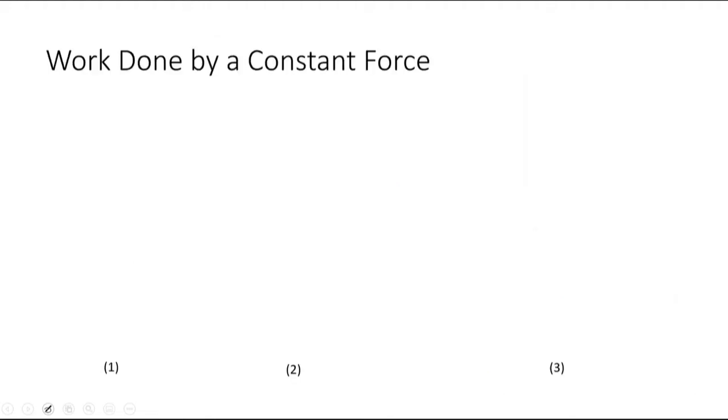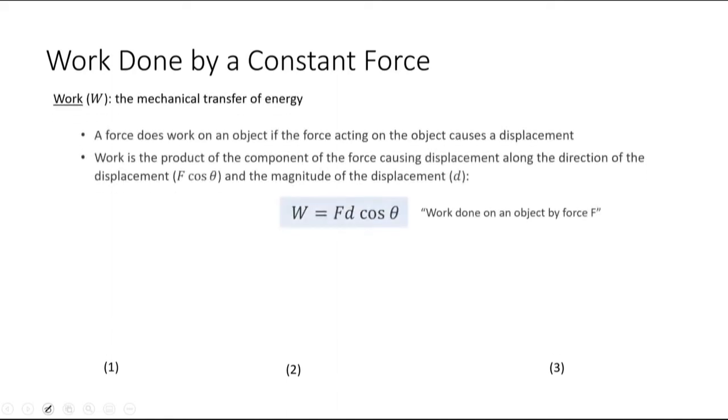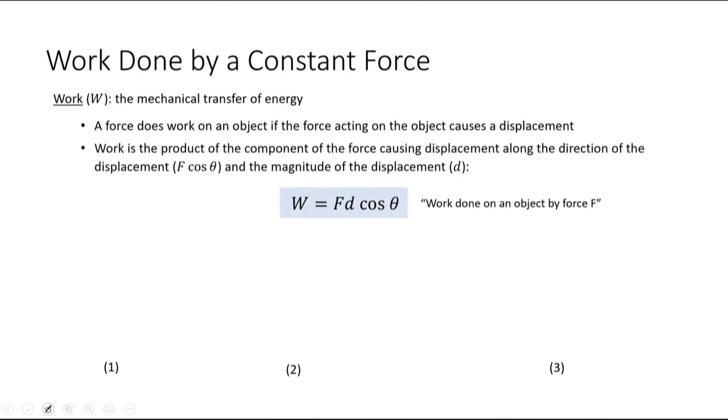Let's talk a little bit more about work then. So we're going to start with work done by a constant force. So remember, work is the mechanical transfer of energy, but more specifically, we can say that a force does work on an object if that force acting on the object causes that object to have a displacement. Okay, and so specifically then, work is equal to F d cosine of theta. So F is the force acting on the object, and in this case, it's a constant force. D is the displacement of the object, and theta is the angle between D and F.